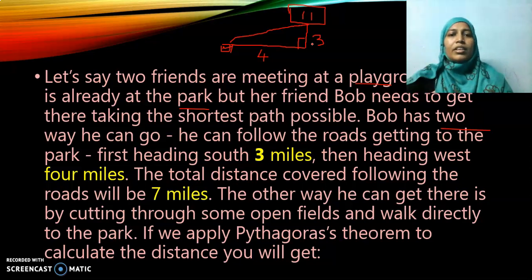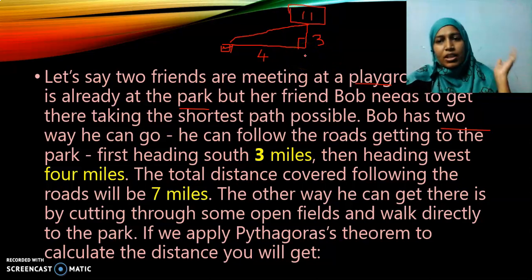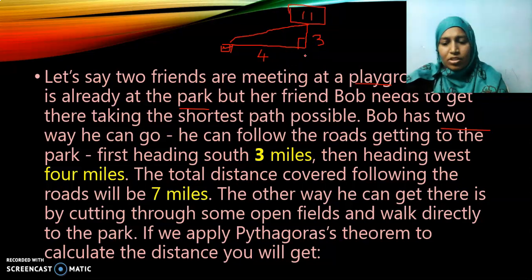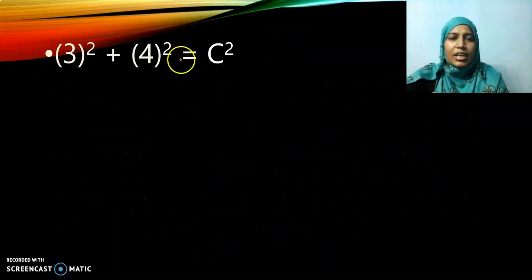Okay, children? So, we have to find the hypotenuse now. How to find the hypotenuse? Square this number, square this 4, add them and find whether it is a perfect square number. Using the table, you will find the answer. Shall we do it? Yes, here it is.